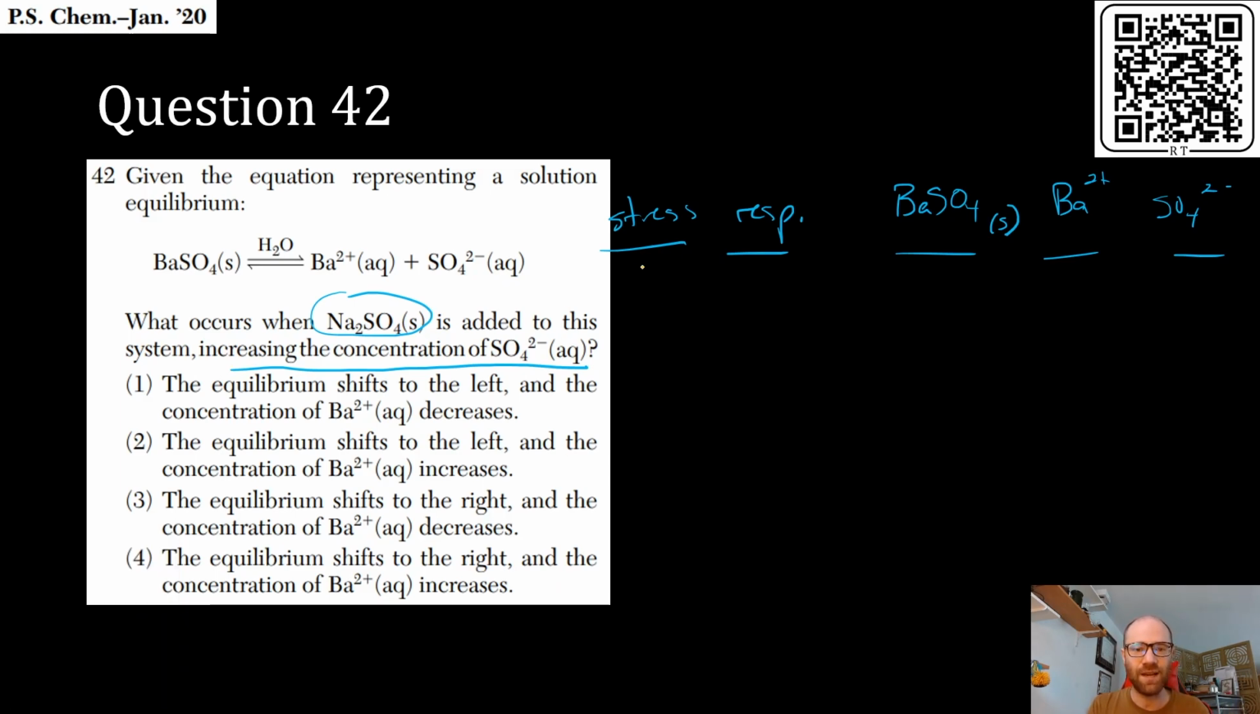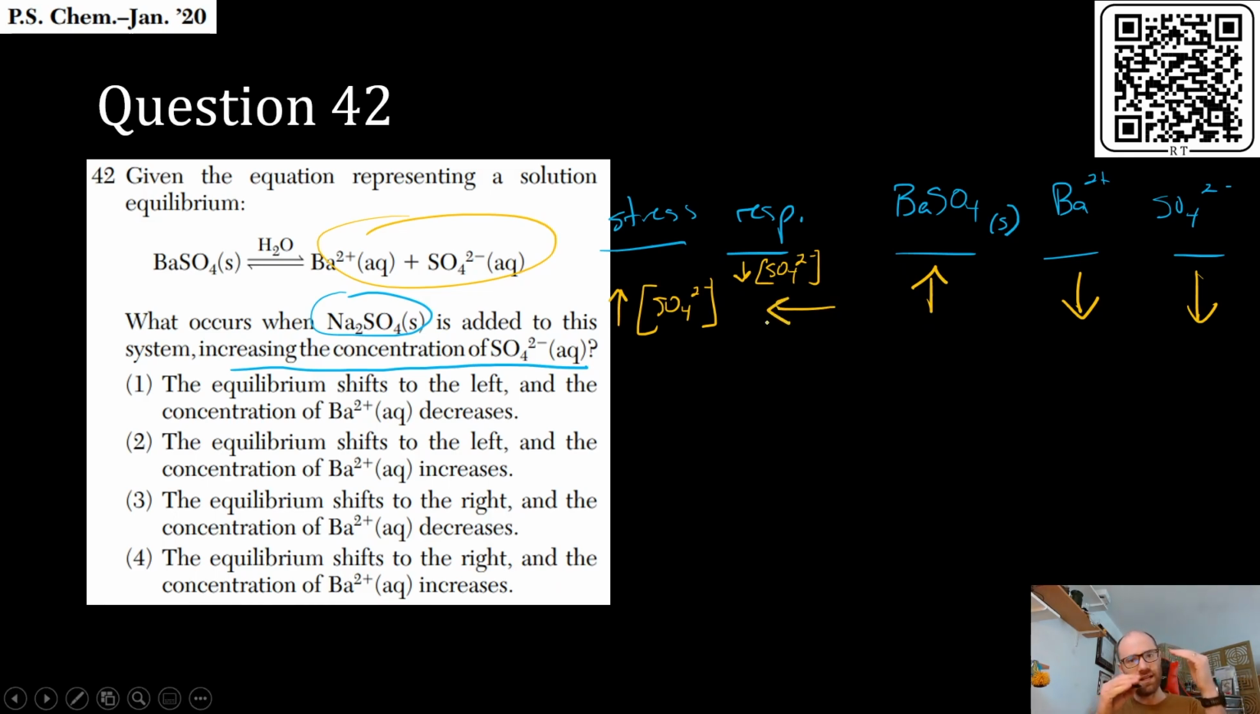The stress here is that we have increased the concentration of the sulfate ion. This means that the response is going to be to try and decrease that SO4 2- concentration, which means we're looking for this to go down. Now this is locked in a chemical reaction with the barium, so if the sulfate goes down, the barium has to go down. This should create more solid barium sulfate, and this constitutes a shift to the left.